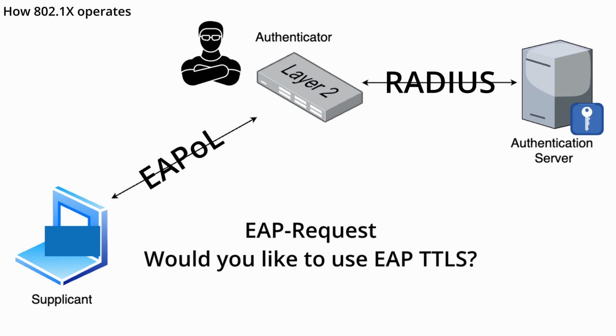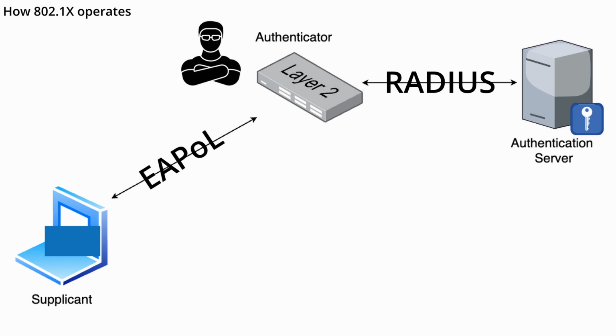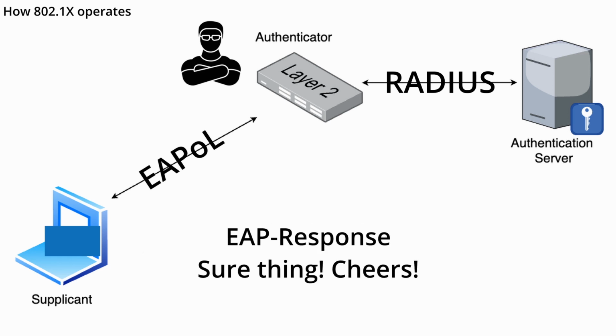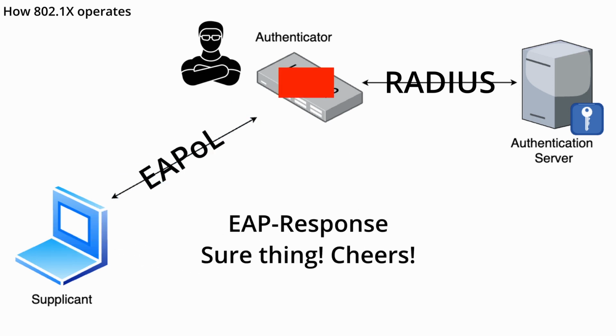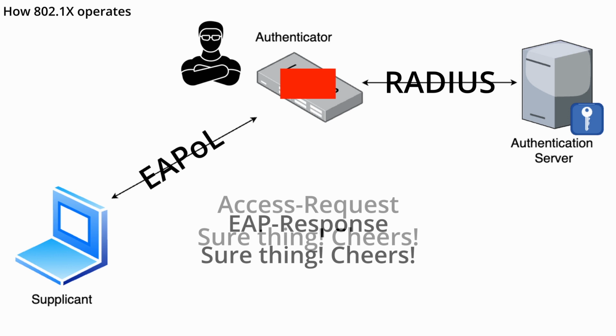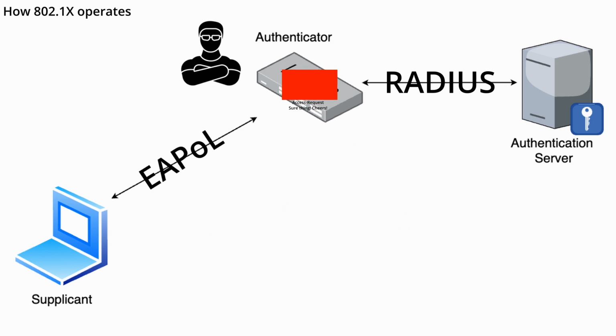An EAP method example could be EAP MD5. But if the supplicant agrees with the EAP method, it sends an EAP response to the authenticator, which is translated and encapsulated into a RADIUS Access-Request packet and sent to the authentication server.